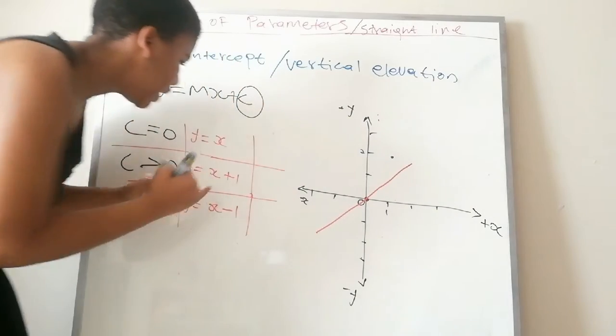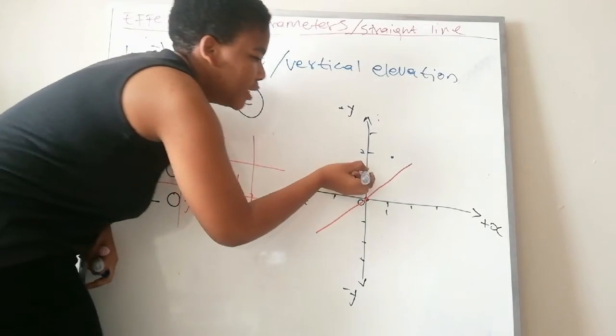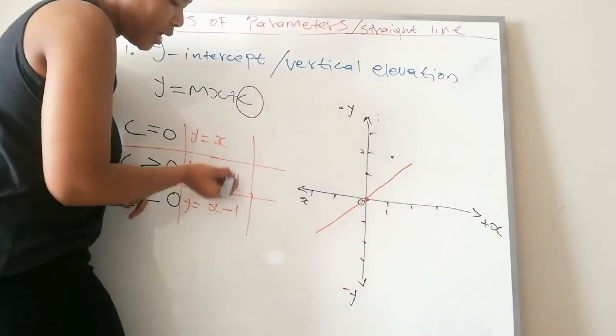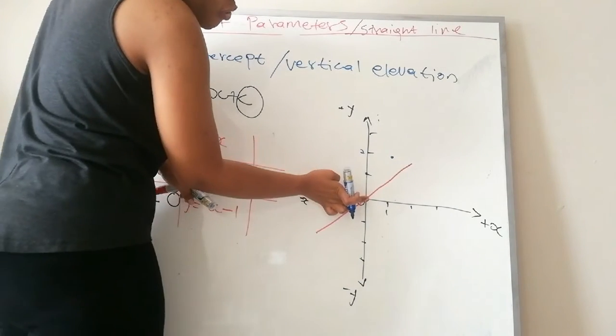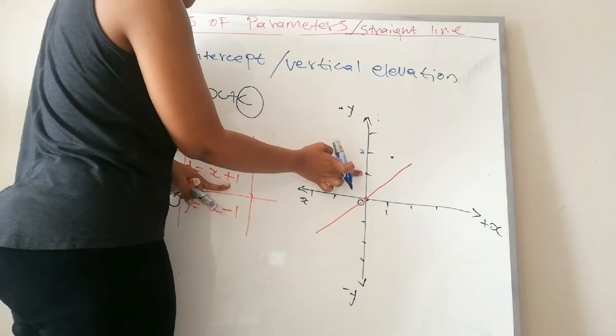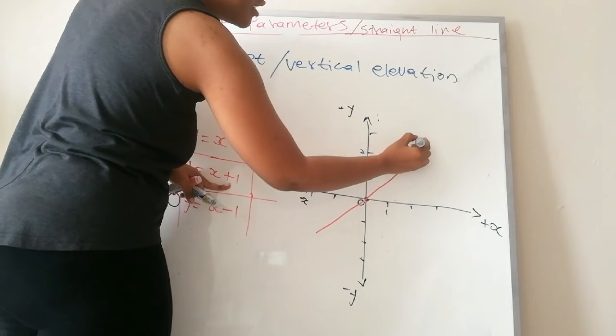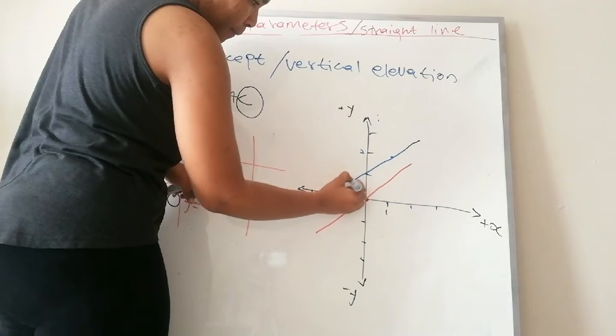So this function cuts the axis at this component, which is the plus 1. Even look at it, it says plus 1 here. So from the origin, you move 1 unit up. That means this function crosses around here.